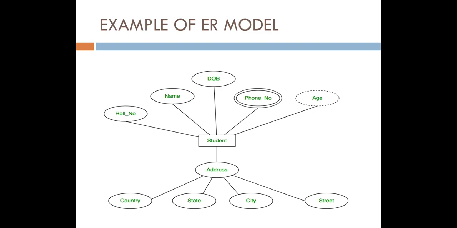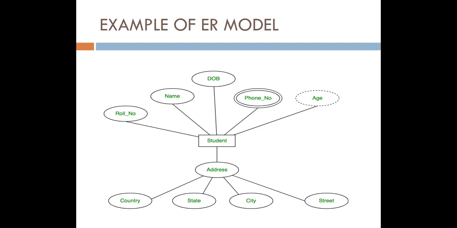Next we will discuss the different ER models. In the first diagram, we have represented one entity as student, and it is connected with the different attributes like roll number, name, date of birth, phone number, age, and address. Here age is one derived attribute as it depends upon the date of birth attribute.